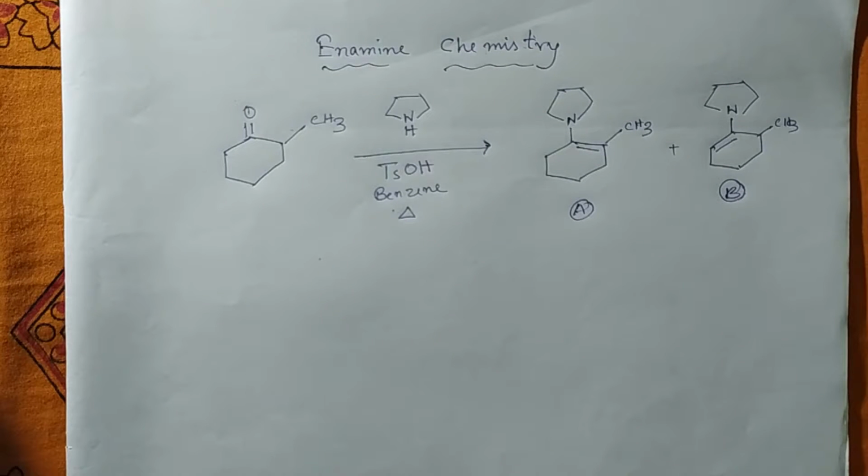So we got A and B, two enamines from the elimination of the two types of alpha hydrogen from the unsymmetrical ketone. On a close look, you would conclude that enamine A will be the major product, because A has the more substituted double bond. But this is not the actual case. Enamine B is the major product. So we will explain how B is the major product. I am writing the stereochemical structures of both enamines one by one.